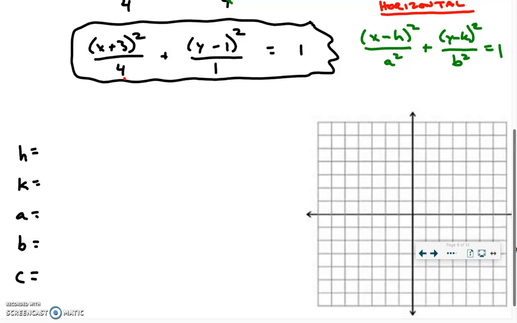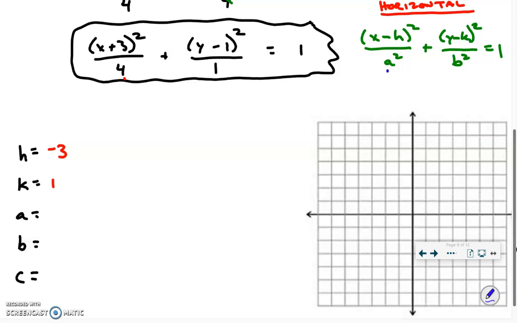So remember, the pieces that are always going to be the same is that h is always the amount that I'm subtracting from the x term. So as I'm looking at this, x plus 3, it's really x minus -3, -3 for h. K is the amount being subtracted from the y term, so y minus 1 very clearly identifies that k is 1. A, B, and C.